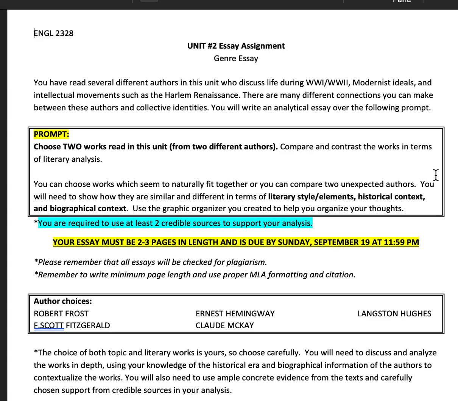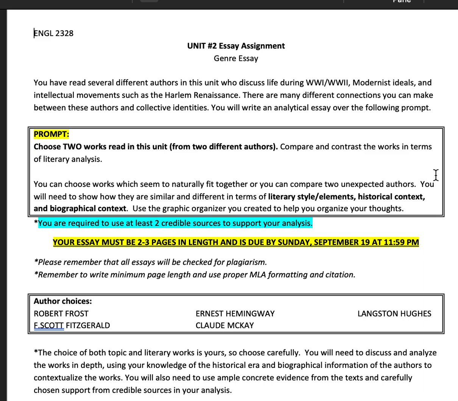So you're going to want to show how they're similar and different in terms of literary style or different elements. Most importantly, secondarily, you might think about the historical context or the situation and the biographical context. So you should use the graphic organizer that you completed to help you kind of organize your thoughts about how you might compare two different texts and authors.